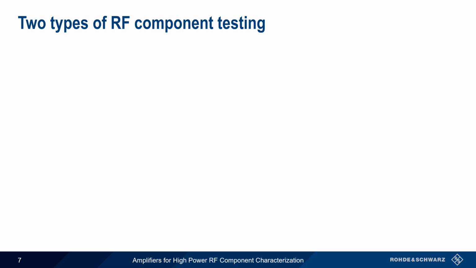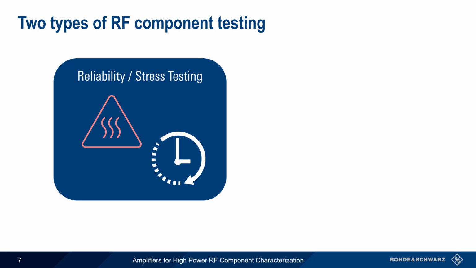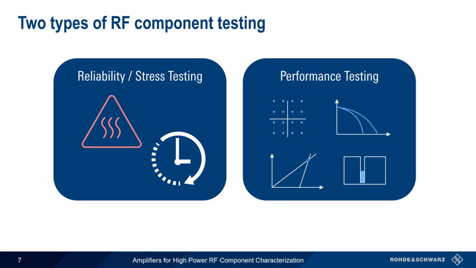RF component testing can be divided into two general categories. The first is reliability or stress testing, in which the primary consideration is functionality. Is the component able to function under challenging operating conditions or over longer periods of time and large numbers of operating cycles? The second is performance testing, which is mostly concerned with how well the component performs. This may involve measurements of basic quantities, such as output power, or it may involve more complex signals and scenarios that require the use of a vector signal generator and spectrum analyzer.